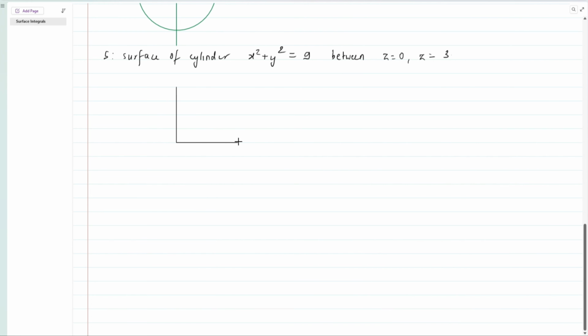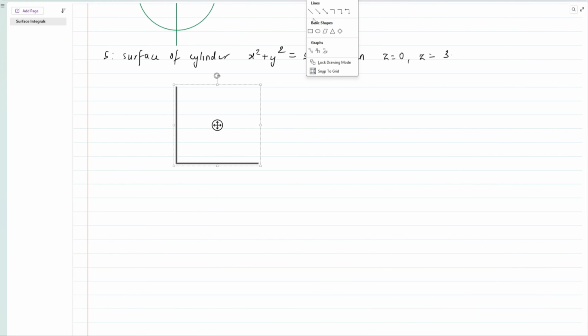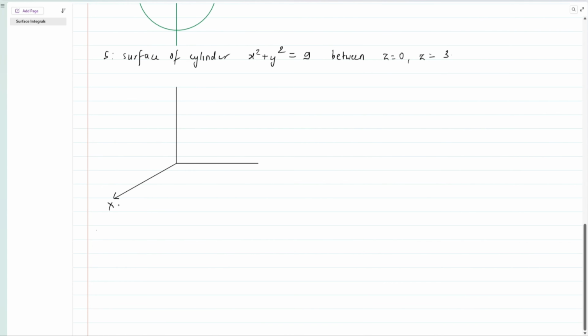So we have got S to be the surface of the cylinder x square plus y square equal to 9, and this cylinder runs between z equals 0 up to z equals 3. So again, we first got to plot. So for the plotting part, let us have the frames. So we have the x, y, and z space. So this is your x, y, and z.